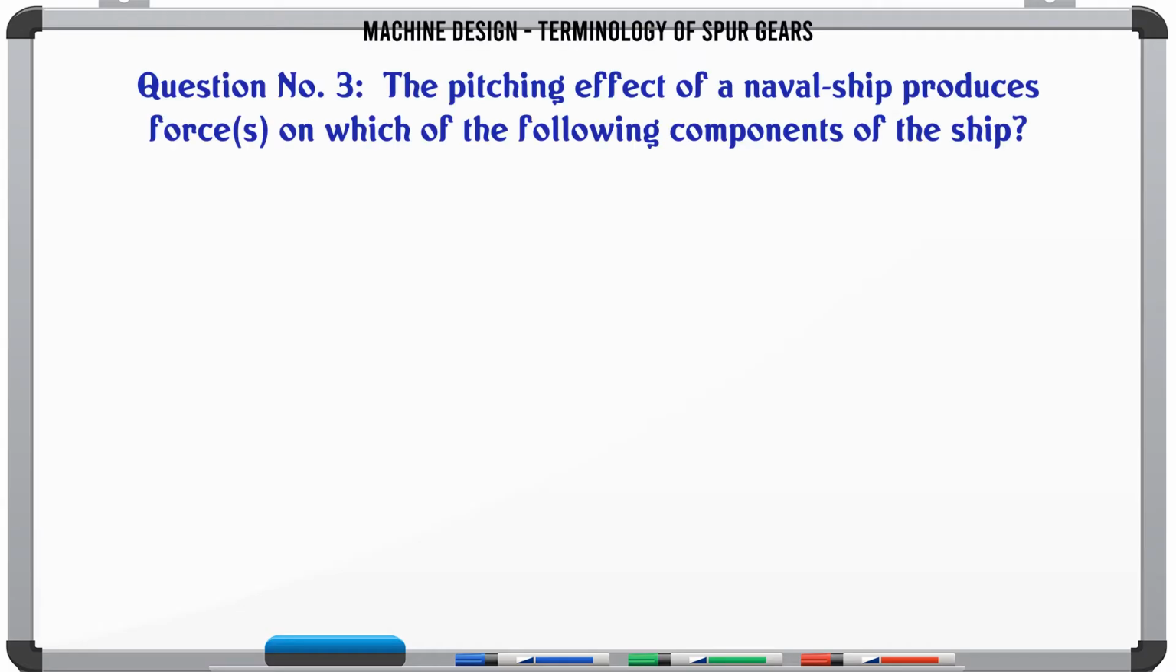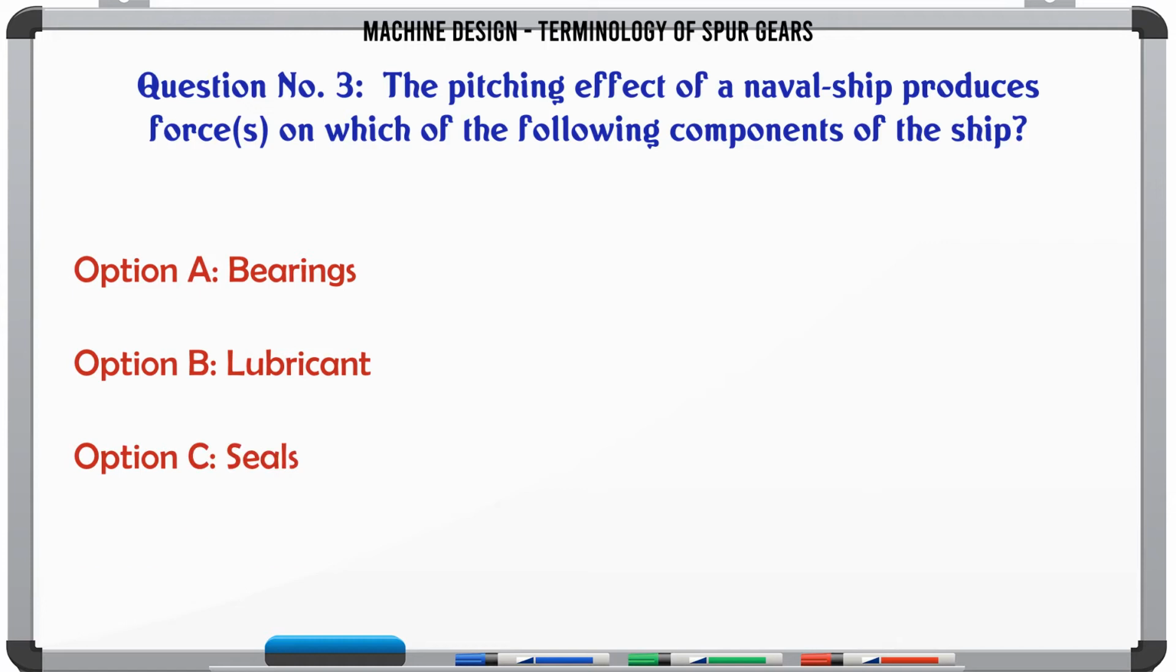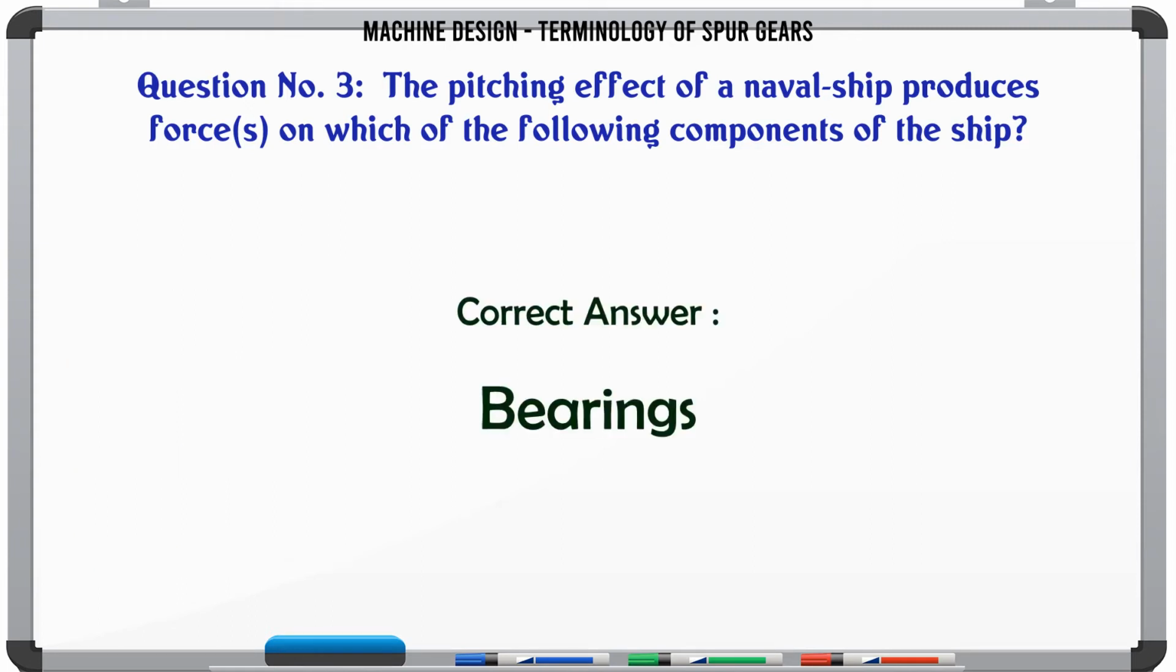The pitching effect of a naval ship produces forces on which of the following components of the ship? A. Bearings, B. Lubricant, C. Seals, D. Springs. The correct answer is bearings.